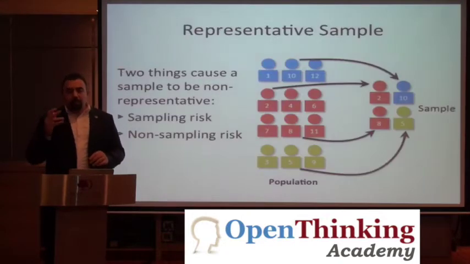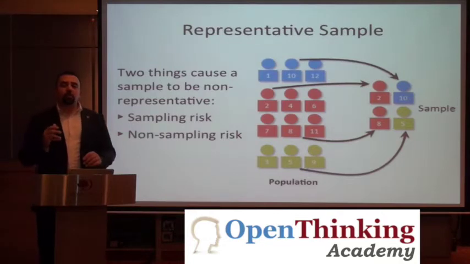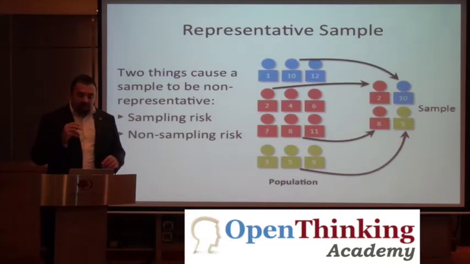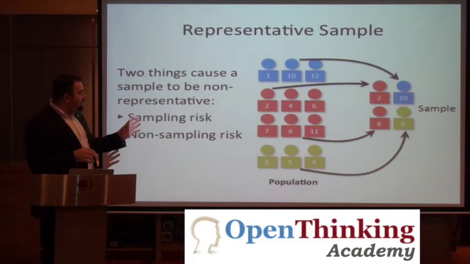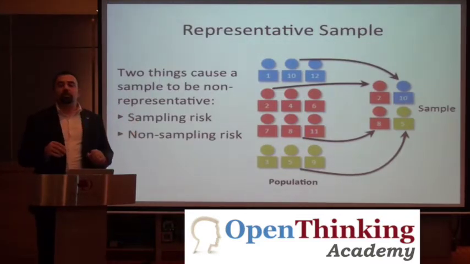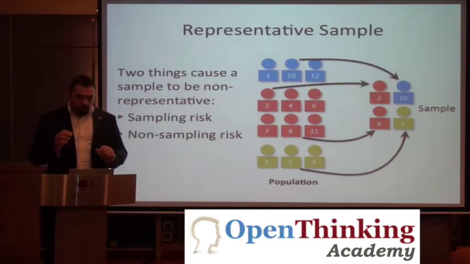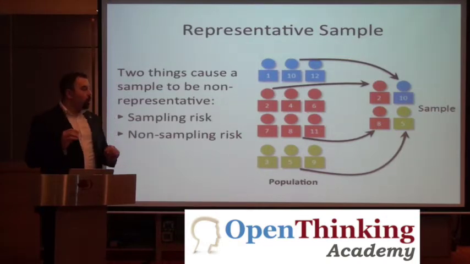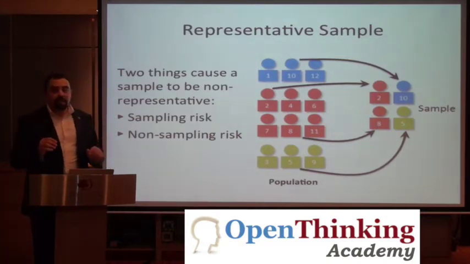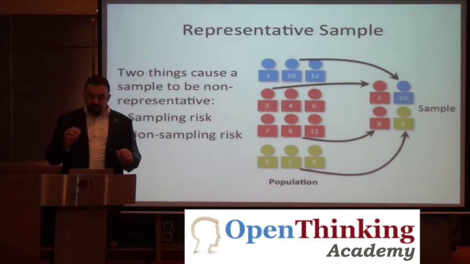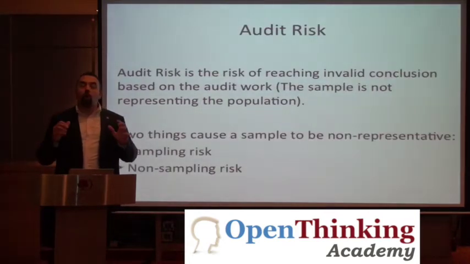So let's start with the principles. What is one of the most important principles? It's called representative sample. You can see here the sample we selected is actually representative of the population. It's considering all the blues, all the reds, all the greens, and the sample represents how the population is distributed. We say 2 things can cause the sample not to be representative. The first one we call sampling risk, and the second one we call non-sampling risk.